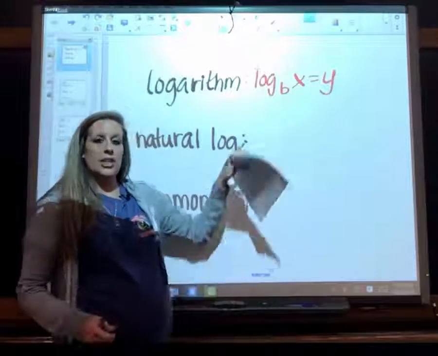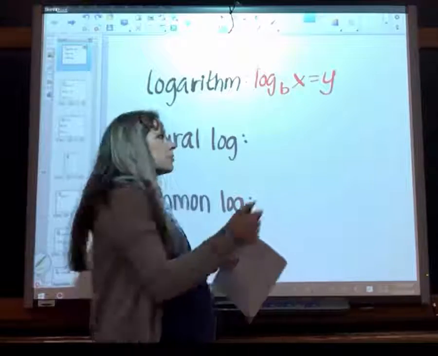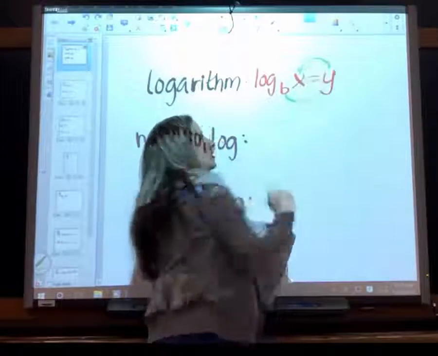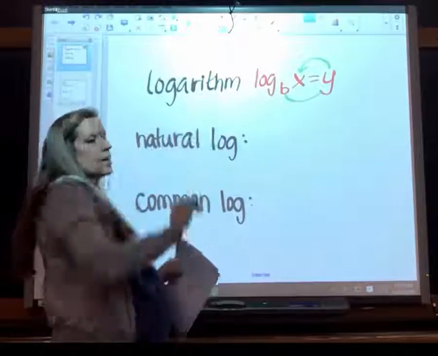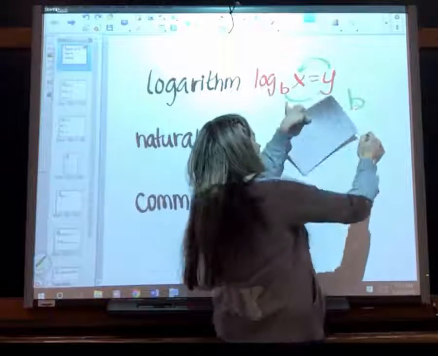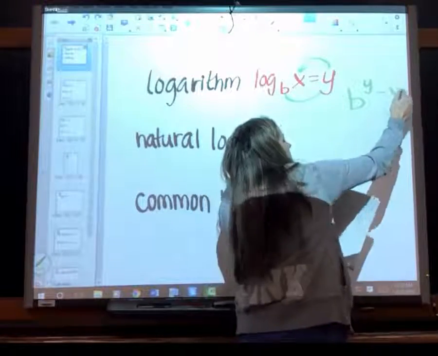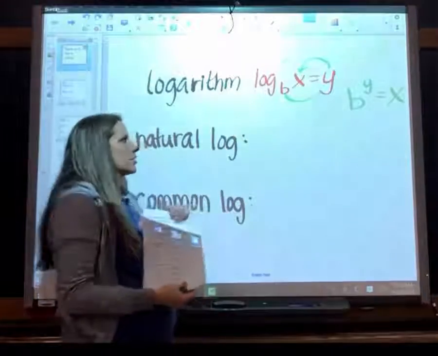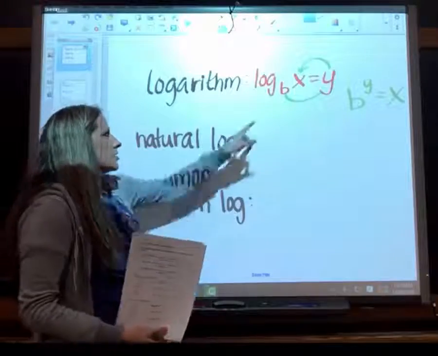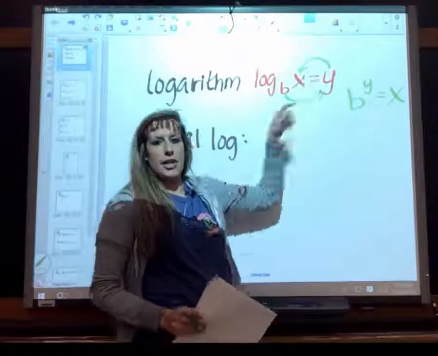So if I want to change this log to exponential form, what you need to do is start with the base and go counterclockwise around that problem. So I'm going to start with my base: b to the y power equals x. And that's written on your notes too. It's written the other way around, but it's still on there. So start with your base and move counterclockwise to change to exponential form.